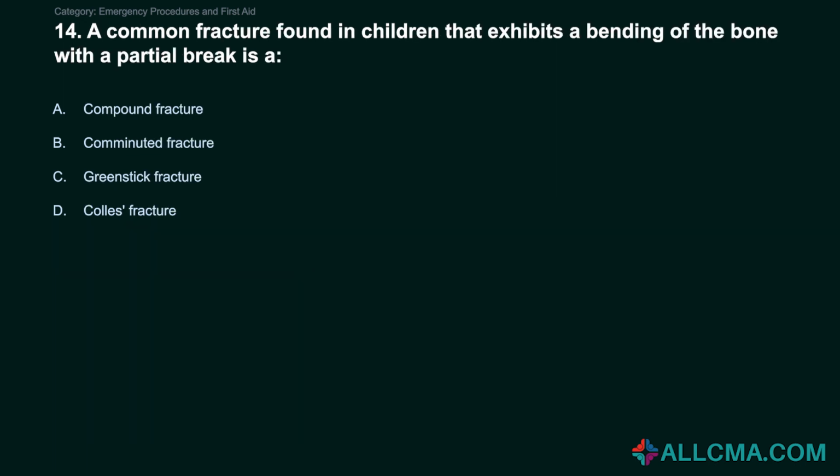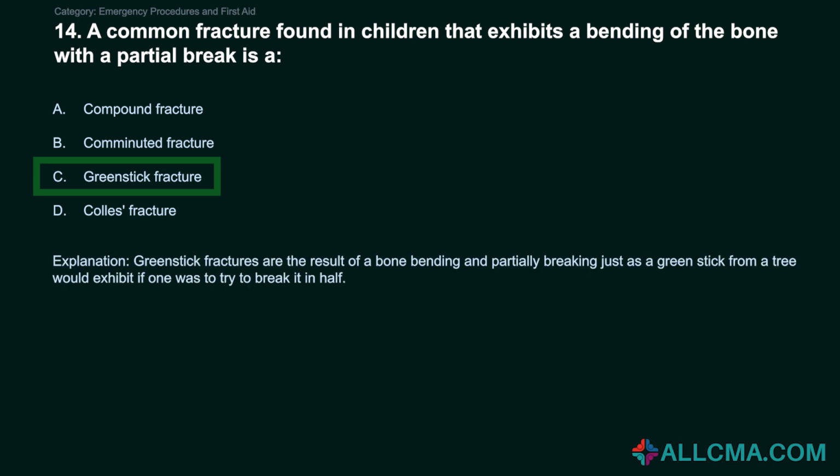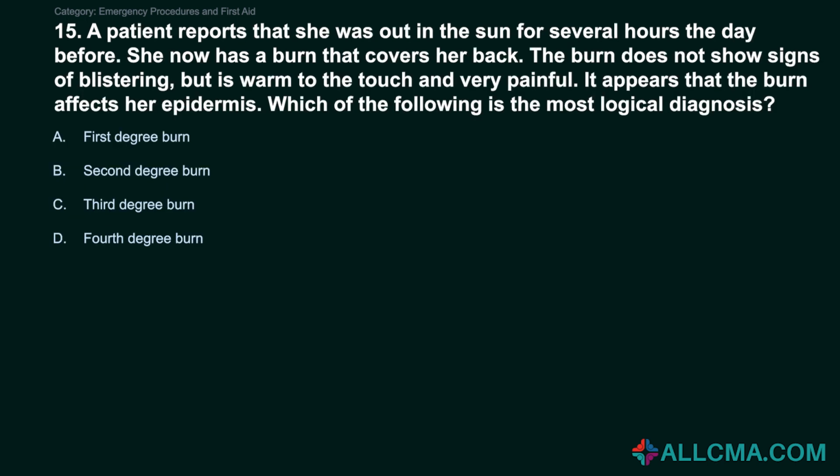14. A common fracture found in children that exhibits a bending of the bone with a partial break is: A. Compound fracture. B. Comminuted fracture. C. Greenstick fracture. D. Colles' fracture. Correct answer, C. Greenstick fracture. Greenstick fractures are the result of a bone bending and partially breaking, just as a green stick from a tree would exhibit if one were to try to break it in half.